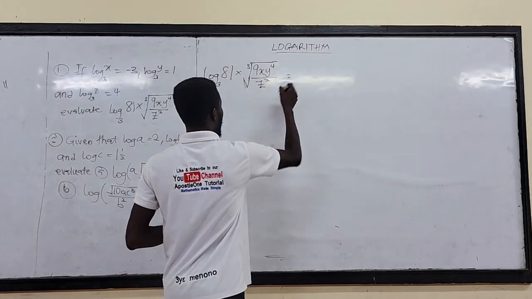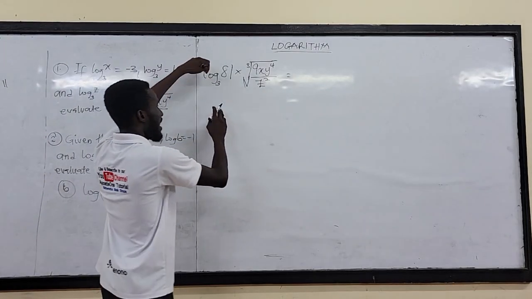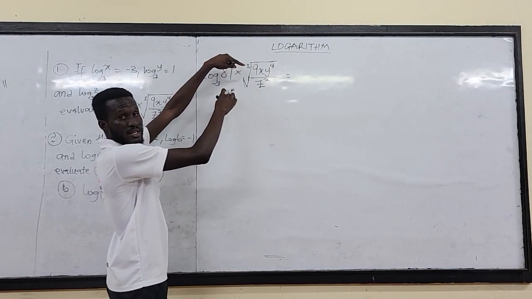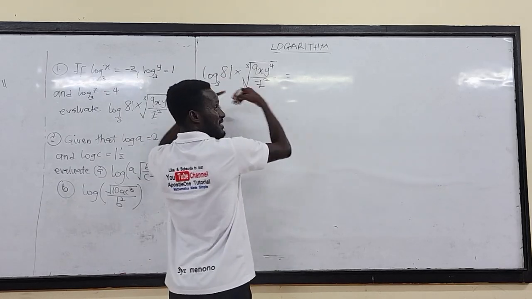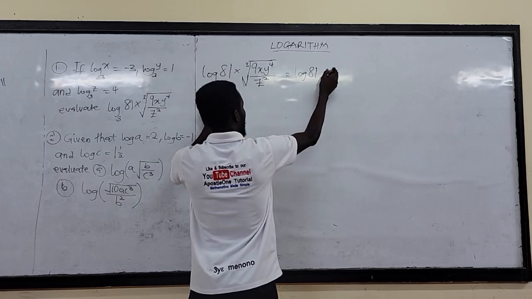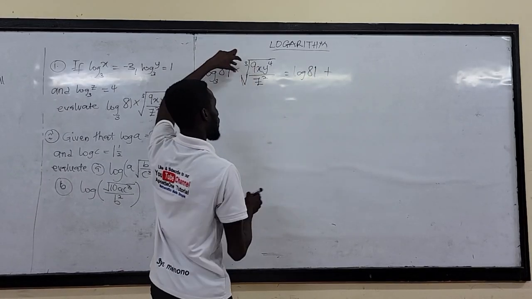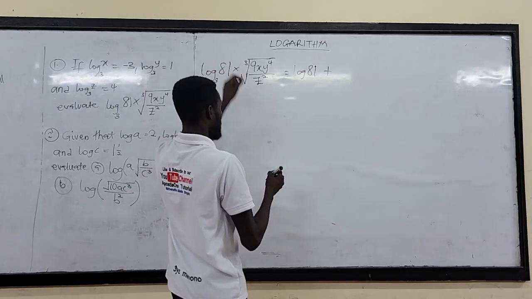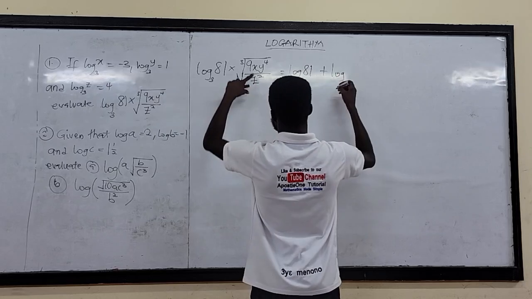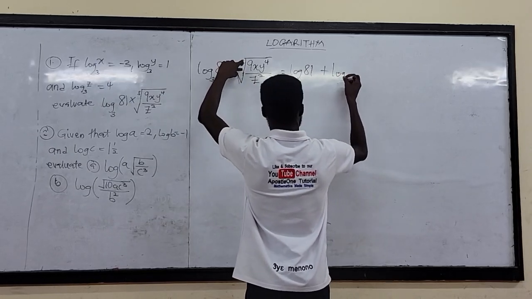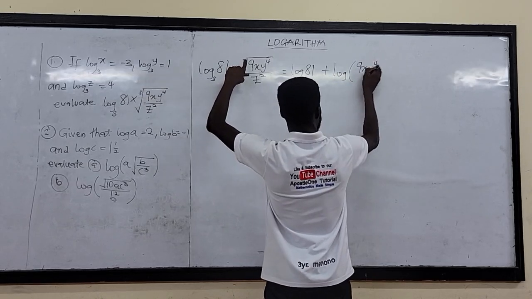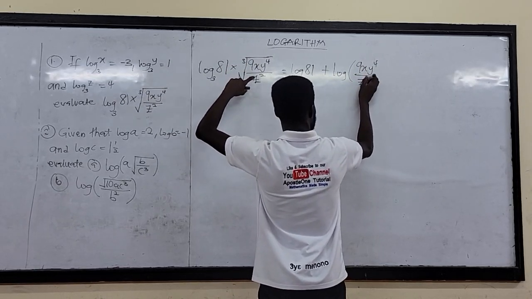In the first expansion, I can see that we have 81 times this one. So the multiplication here means addition of logarithm. This can be expanded as log 81 plus the whole of this one, because multiplication means addition of logarithm. So we have log of 9xy exponent 4, all divided by z squared.